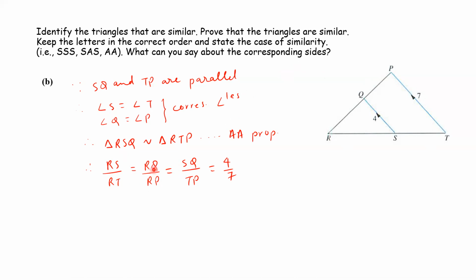Then take the ratios for the corresponding sides. That's RS over RT equals RQ over RP, equals SQ over TP. Since we know that's actually 4 and 7, all these ratios are going to be equal to 4 over 7. So that's the next part, part B.